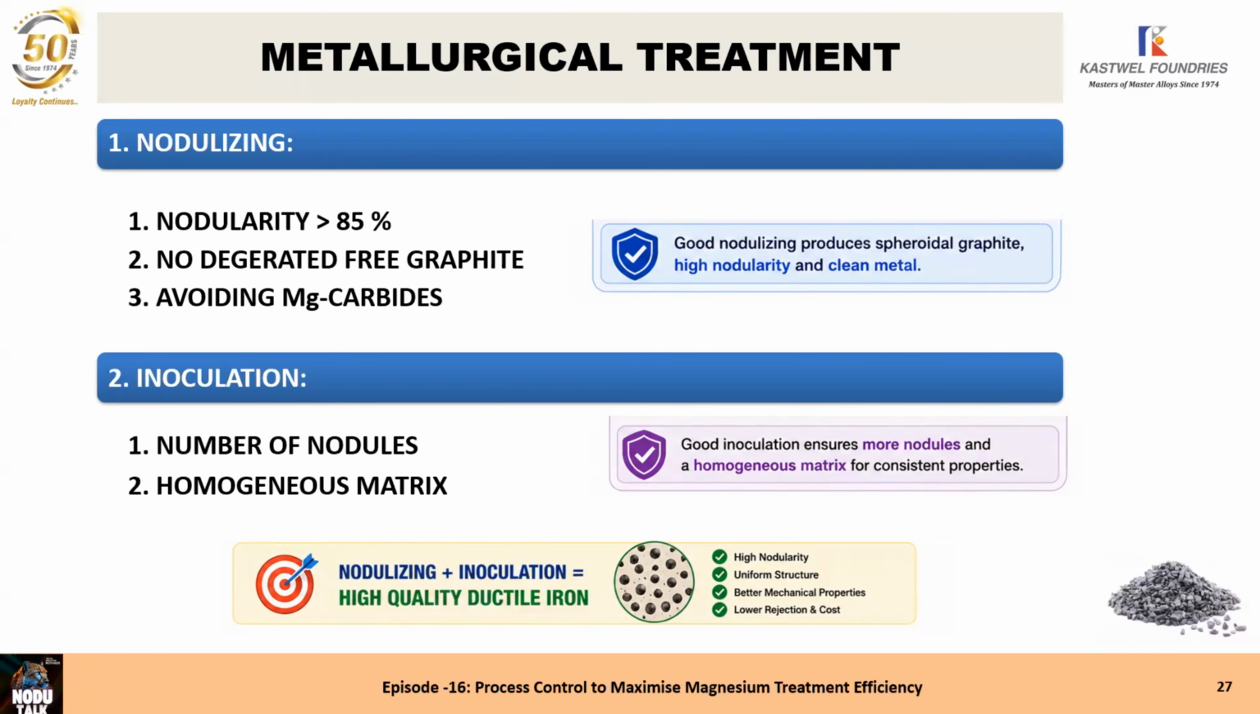In the metallurgical treatment, what are we looking for? We are looking for a nodularity in the casting of more than 85%. We don't want any degenerated graphite or free graphite in our structure, and we want to avoid magnesium carbides in the structure. Good nodularizing produces high nodularity and clean metal. After the nodularizing is over, we add the inoculation. The idea is to increase the number of nodules and to produce a homogeneous matrix structure. Good inoculation ensures more nodules and a homogeneous matrix for consistent properties.